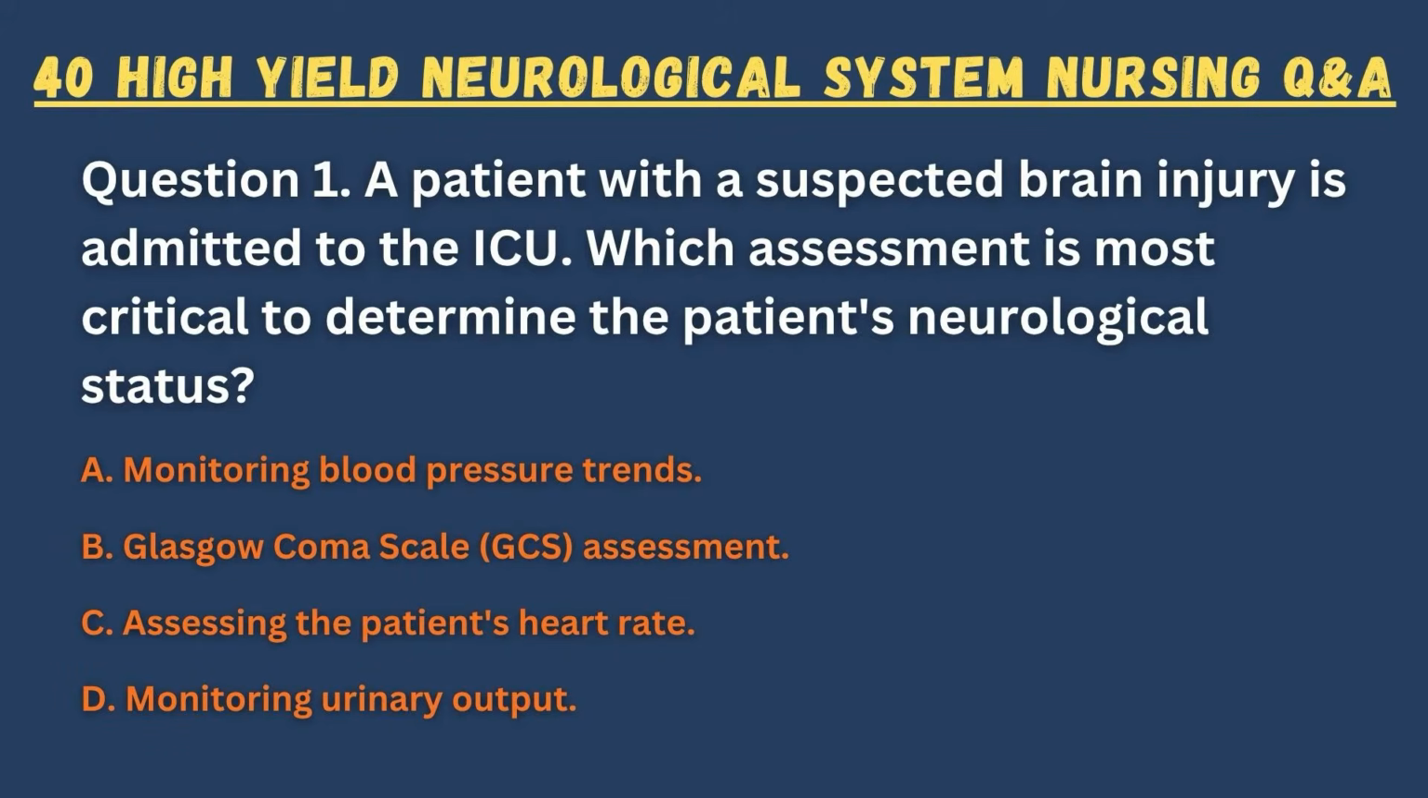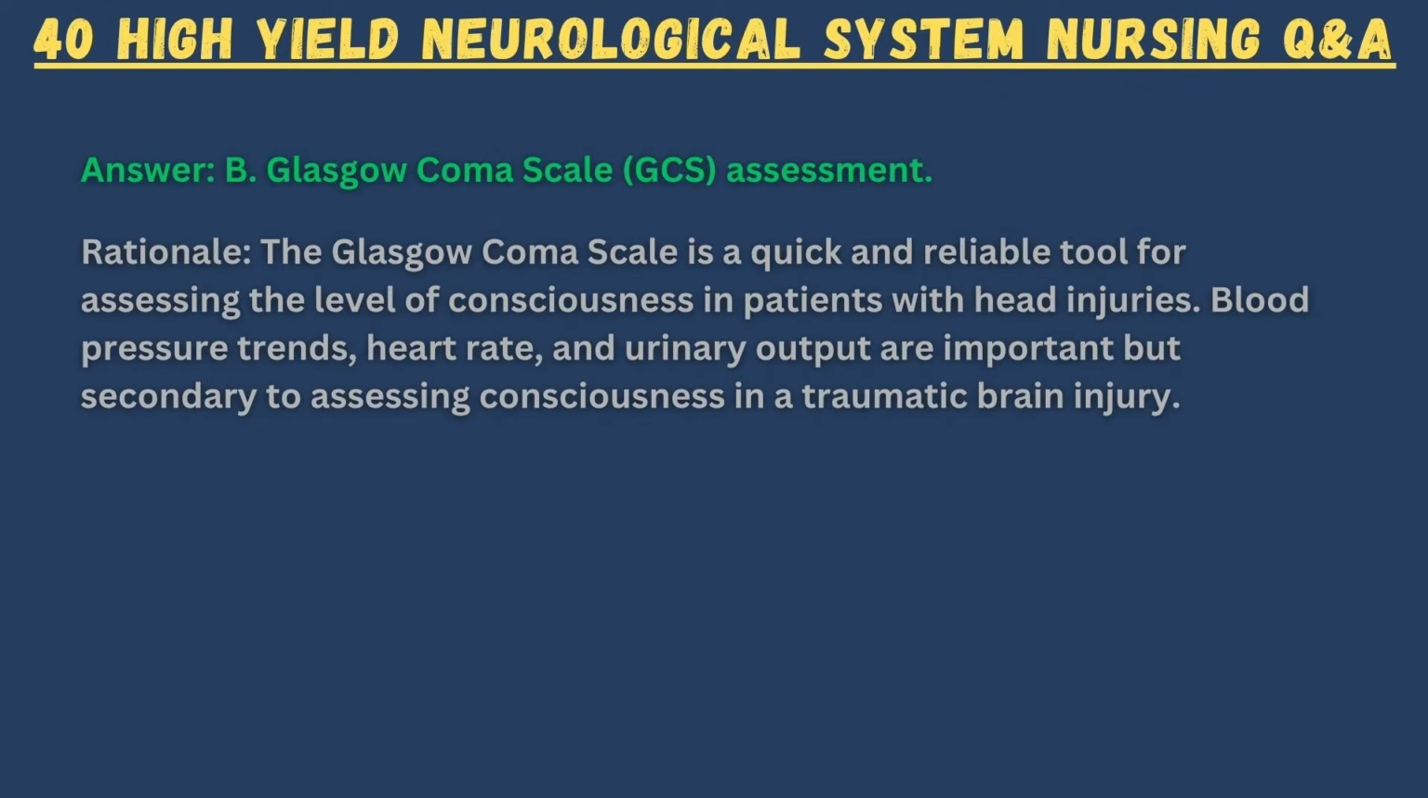Question 1. A patient with a suspected brain injury is admitted to the ICU. Which assessment is most critical to determine the patient's neurological status? A. Monitoring blood pressure trends. B. Glasgow Coma Scale (GCS) assessment. C. Assessing the patient's heart rate. D. Monitoring urinary output. Answer: B.